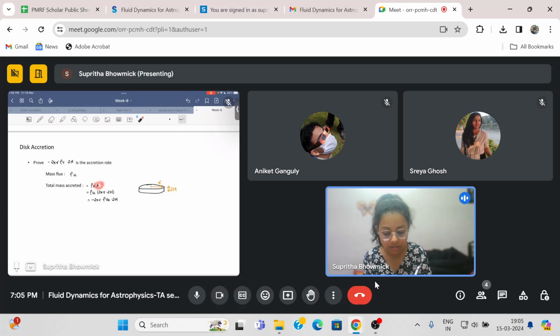And what is the area? It is just 2 pi r times the height of the cylinder, which is 2h. And that gives you this. U is, of course, the velocity of the particles into the surface of the cylinder. But since Vr is the velocity in the radial direction, and in cylindrical coordinates the radial component is directed outwards, this minus sign takes that into account. And this is the total mass accreted.